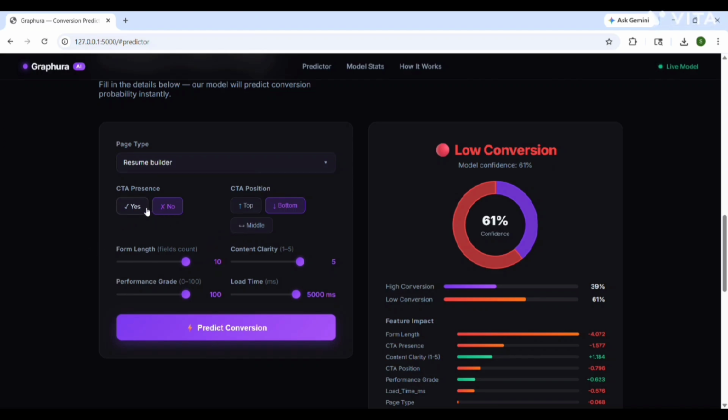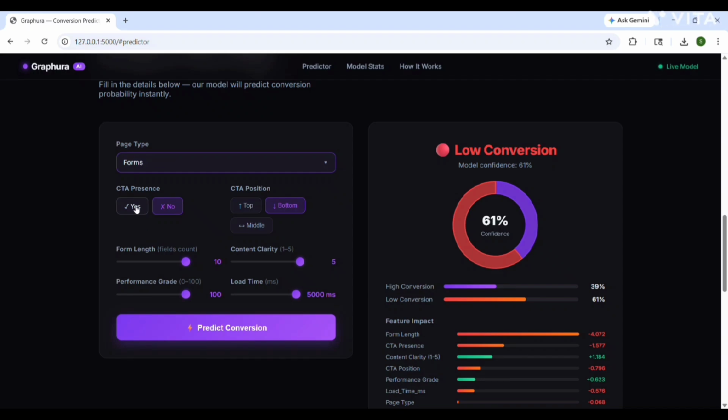Now we have the CTA presence, whether our CTA is present or not. We have the CTA position, form length, and the content clarity, like how clear our content is. Then we have the performance grade from 0 to 100 and the load time, which is how much time it is taking to load.